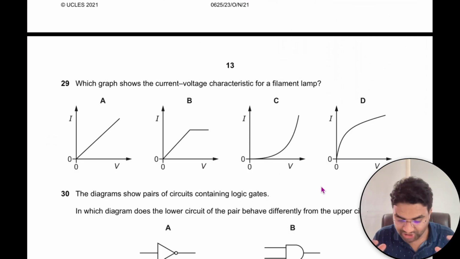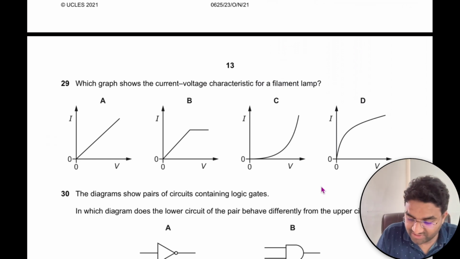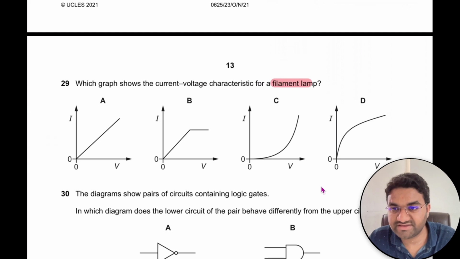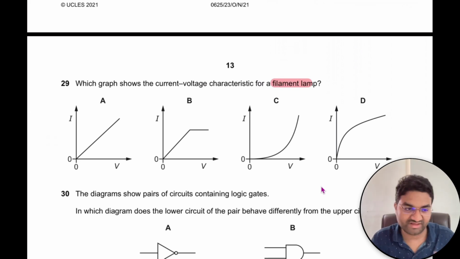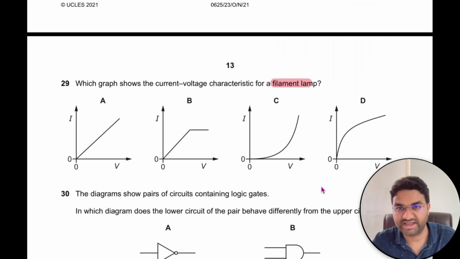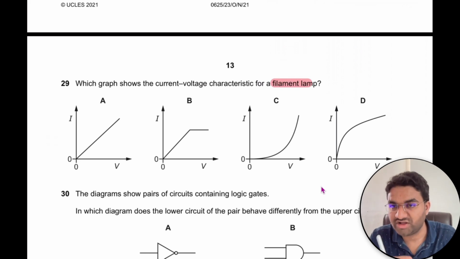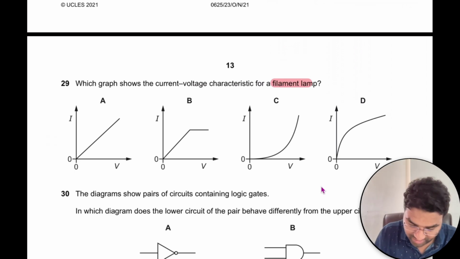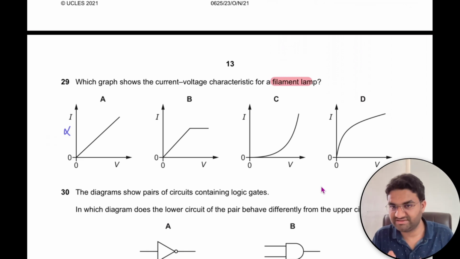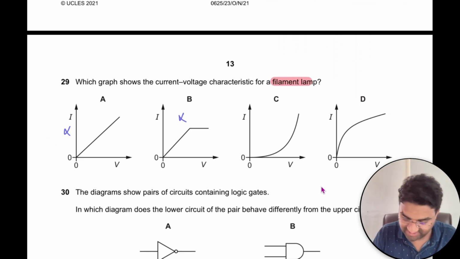Fine. Then which graph shows the current-voltage characteristic for a filament lamp? First of all, is a filament lamp an ohmic conductor or non-ohmic conductor? It's a non-ohmic conductor. That's the first part. Then next, in the first graph, I over V is a straight line, isn't it? It is true for constant resistance, meaning an ohmic conductor, but a filament lamp is non-ohmic. Then a straight line and then flat in case of B doesn't represent the continuous changes in the resistance. So this is also not correct.